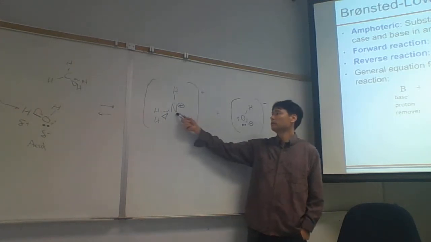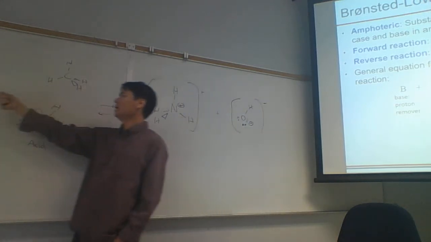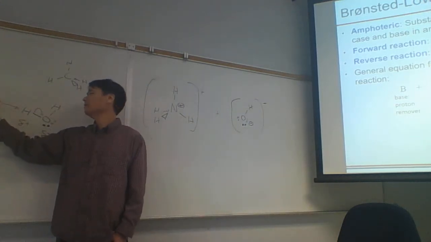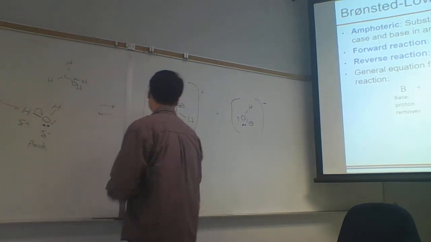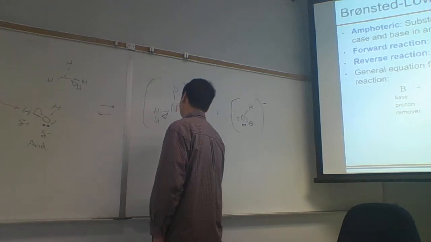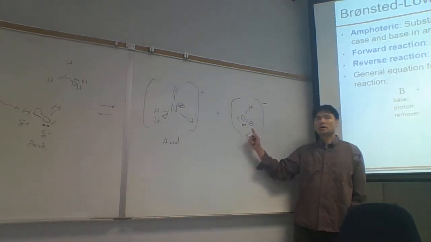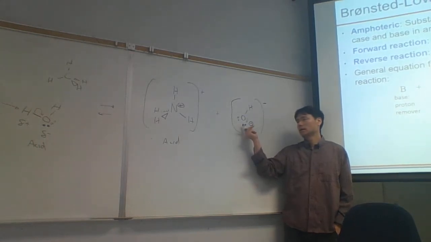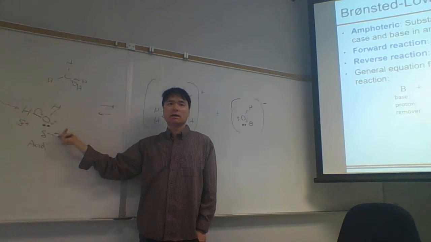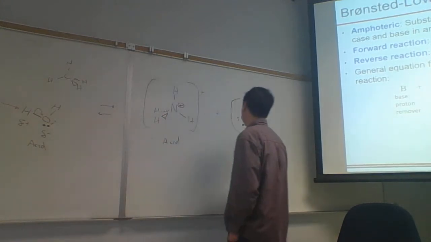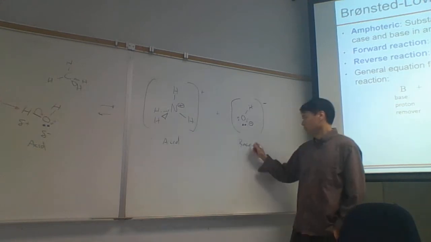So if you look at this one, we start off with ammonium, NH4, and we end up with ammonia, NH3. What happened was we lost a hydrogen. When we lose a hydrogen, then this must be the acid. Okay, and then over here we look at hydroxide. Hydroxide ends up converting to water, so we gained a hydrogen. So this is the base.